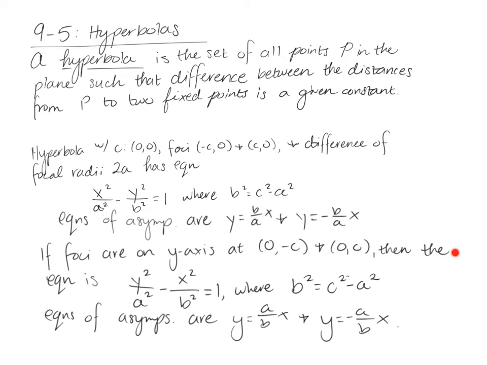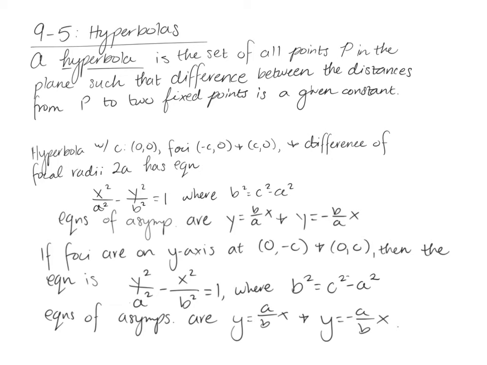Now, if the foci are on the y-axis instead of being on the x-axis, so we have (0, -c) and (0, c), then the equation is y squared over a squared minus x squared over b squared equals 1, where b squared is equal to c squared minus a squared, and the equations of the asymptotes flip. So now it's y equals (a over b)x and y equals negative (a over b)x. Again, those come straight from the equation.